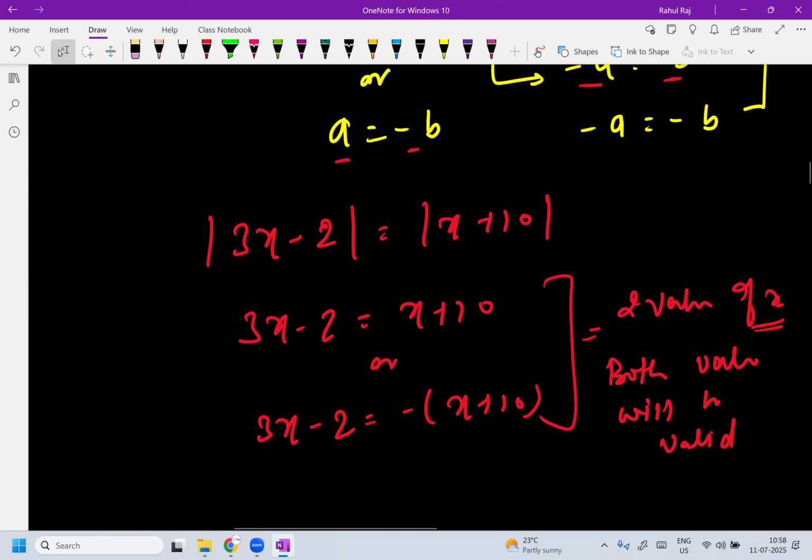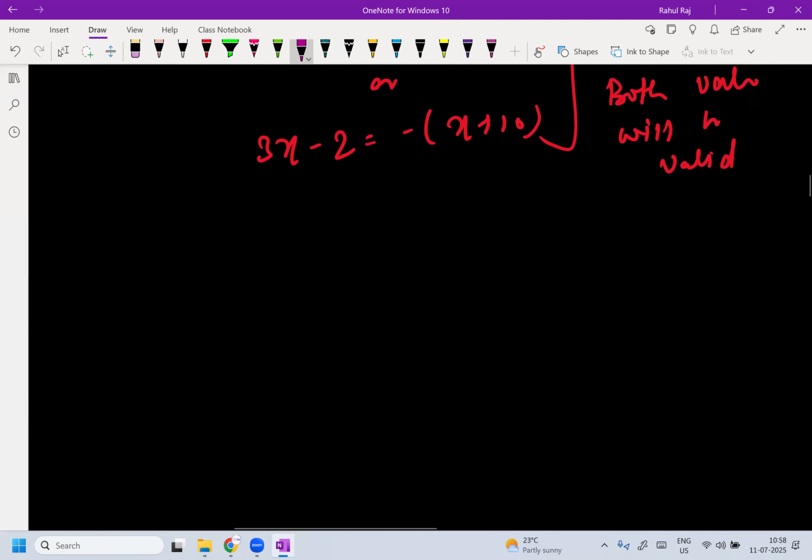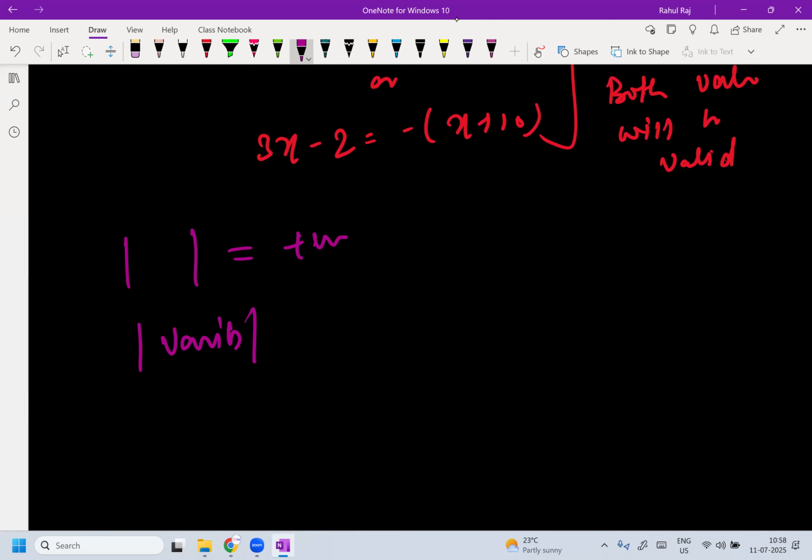So when mod is on both the sides of an equation, both the values are valid. You don't have to check validity. Why? Because anything coming out of mod is always positive. There should be no ambiguity at all. The whole point is that a constant coming out of mod will always be positive, when a variable comes out of mod, any variable.